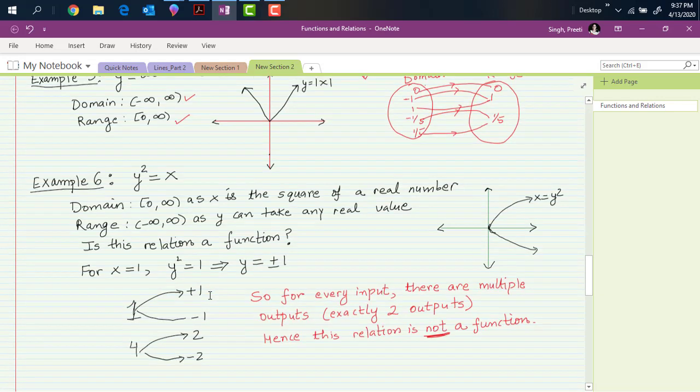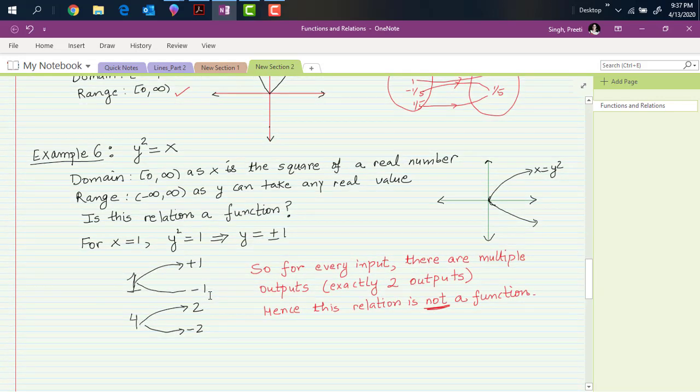The next one is example 6. Now this is a different kind of graph. This is y square equals x. Now for this kind of function right here, since x is a square of a number, x is always positive, right? Because x is a square of a number right here. So x is always positive. It means domain is 0 to infinity, positive or 0.